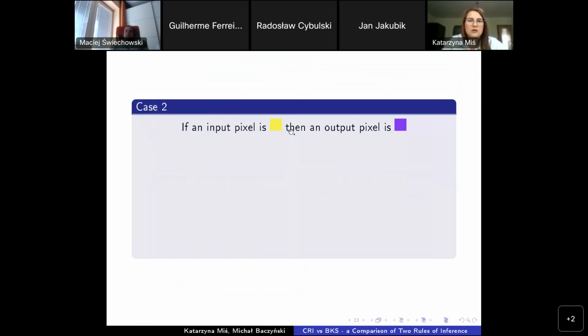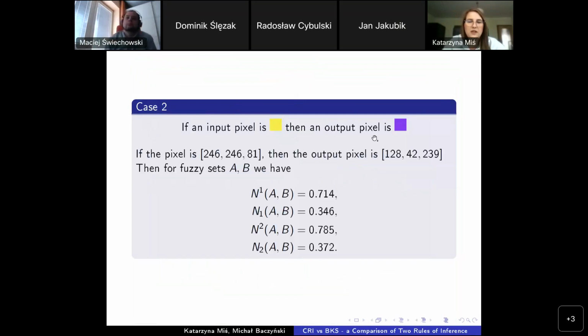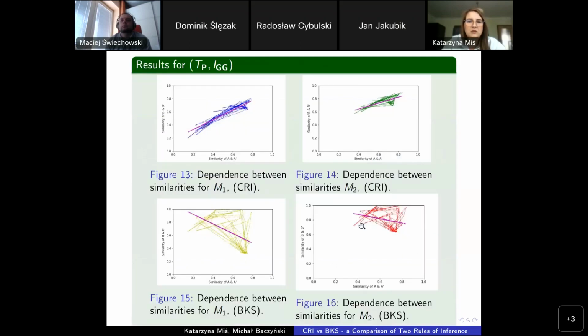And the second case here is where we have our second rule, where we might say that our input pixels, so our sets A and B, are not so similar. So here the values of similarity or pseudo similarity are not so high. The minimal values are about 3/10 and the maximal over 7/10. So here the results are the following. Again, this is not what we have expected, because for the compositional rule of inference, so figures 13 and 14, we again have similar results.